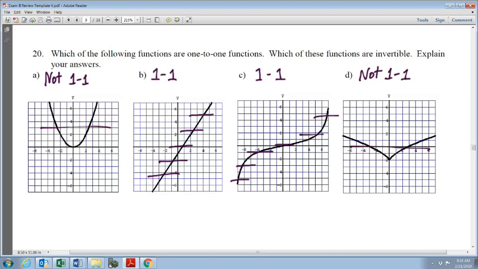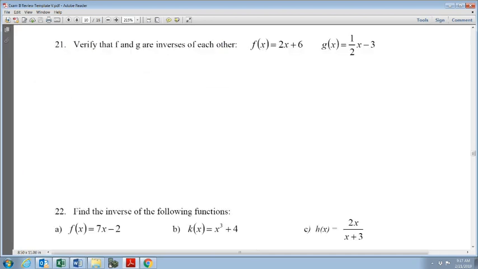All right, let's move on to number 21. It says verify that f and g are inverses of each other. So notice I'm not being asked to find the inverse, I'm being asked to verify that these are inverses. And so here's where we have to remember the definition. We know they're inverses if f of g of x is x and g of f of x is x. In that case, the inputs and outputs would be the same, which means when you run the two functions back to back, they undo one another. That's what an inverse is all about.